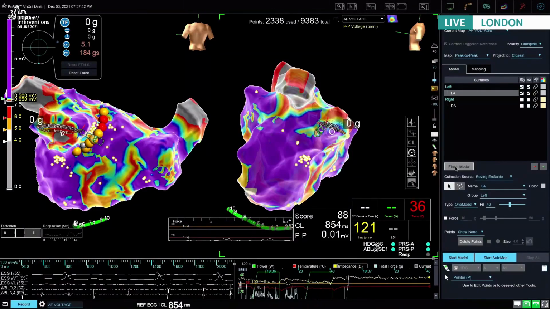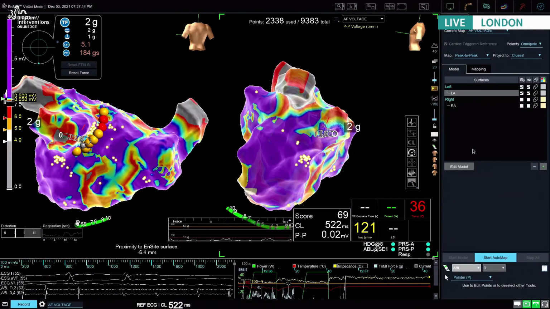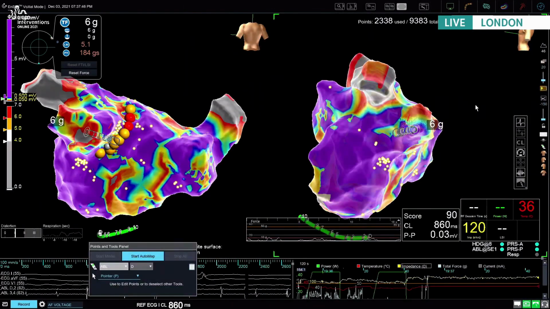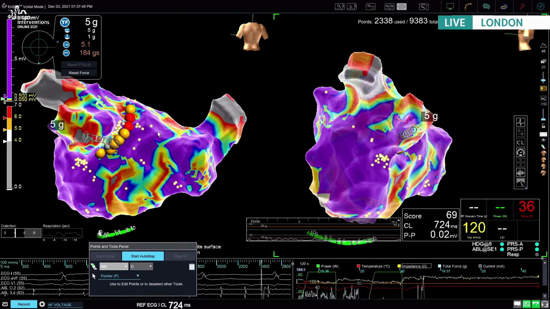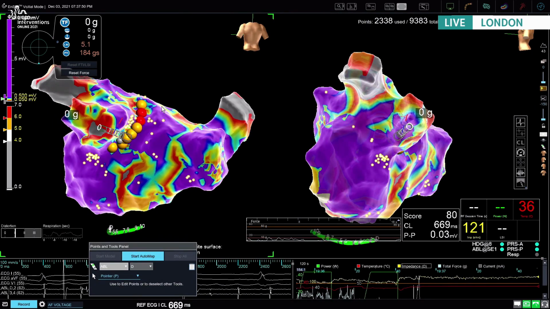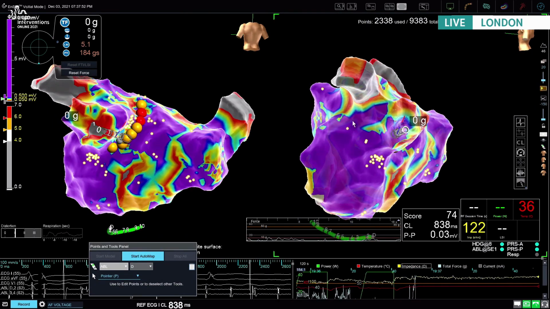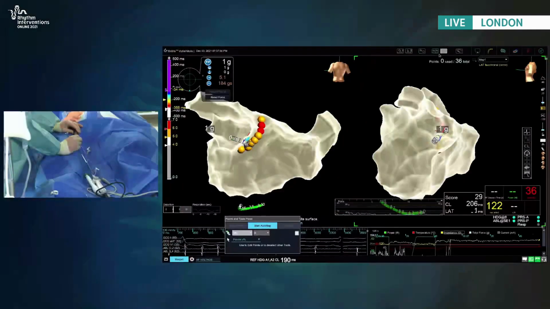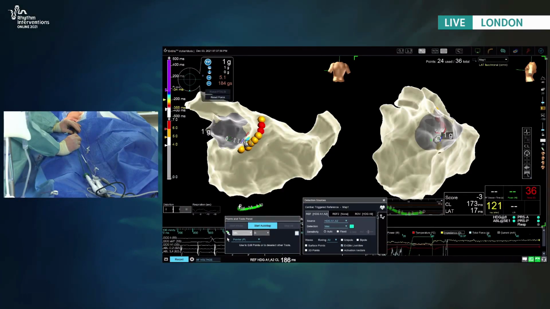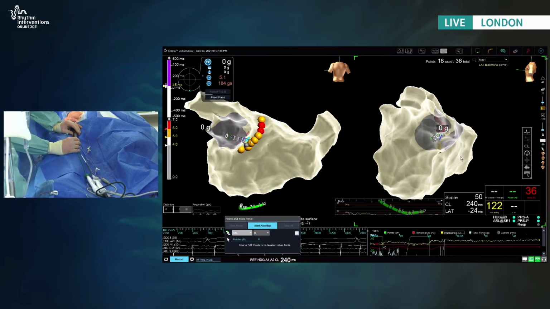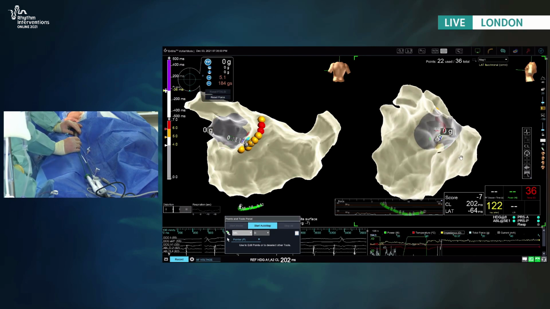So that's where we're up to at the moment. We're just doing isolation of the left pulmonary veins. It's actually going fairly well, and the HD grid seems to have gone fairly quiet already, which perhaps says something about the scarring in the anterior left atrium. Are you hearing this okay?